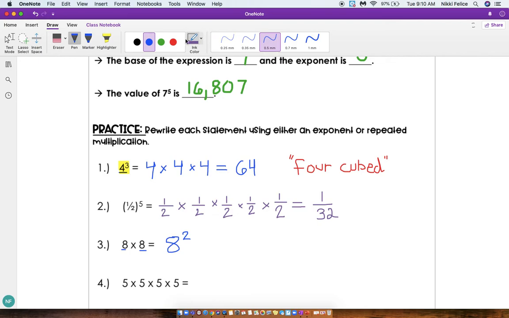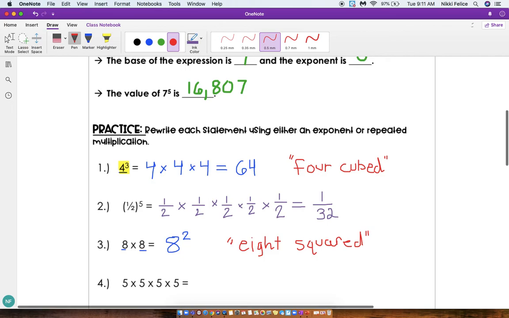Now this is the other exponent that has a special name to it. Instead of saying 8 to the 2nd power, I could say that this is 8 squared. And that is probably how you will hear this said the most often. 8 squared. So the 2nd power is squared and the 3rd power is cubed. So 8 to the 2nd power, or 8 squared, is how we would say this expression.